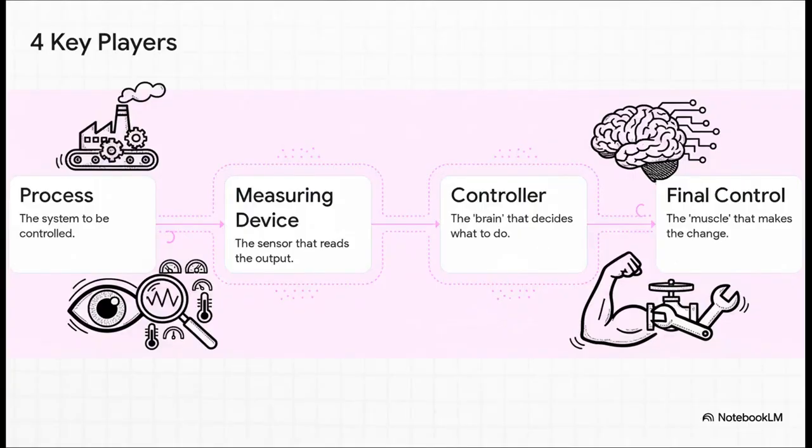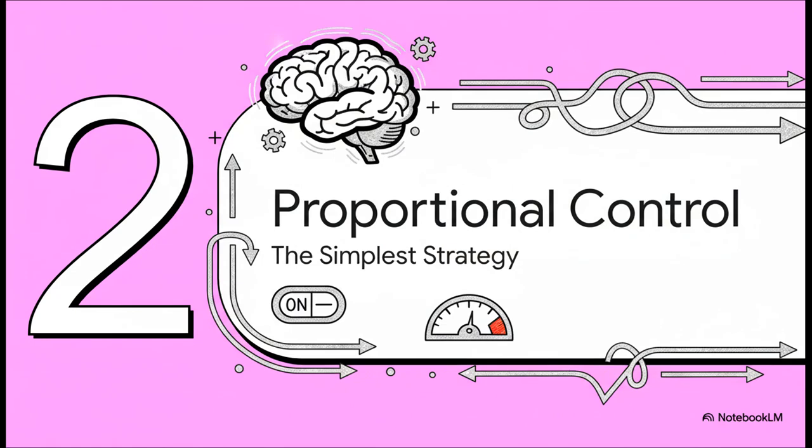Okay, so every single control loop, no matter what it's for, is basically made up of these four key players. First, you've got the process. That's the thing you're actually trying to control, like a furnace. Then there's the measuring device. You can think of this as the sensor. It's the system's eyes, like a thermometer. Third is the controller. This is the brain of the whole operation. It figures out what to do. And last but not least, the final control element. This is the muscle. It's the part that physically carries out the brain's orders, like the gas valve on that furnace.